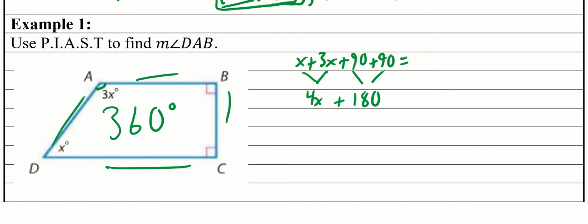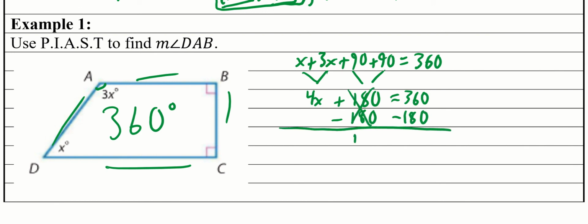Oh, and I'm sorry, I messed up my equation here. I'm so used to doing that with triangles. This should all add up to 360 here. Okay, make sure you're keeping track of what number they add up to. So equals 360 here. And then we can continue to solve. So next step, I would need to subtract 180 from both sides. When I do that, these would cancel, leaving me with 4x equals 360 minus 180. Well, 180 is just half of it, so 360 minus 180 is just another 180. Okay? And then last step here, divide by 4.